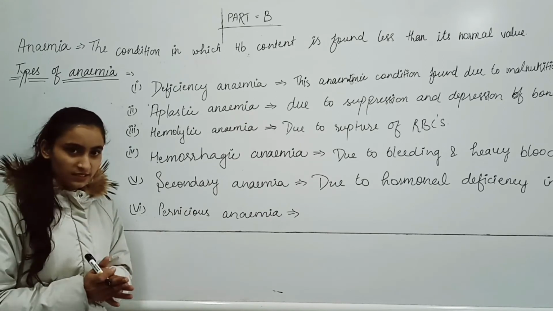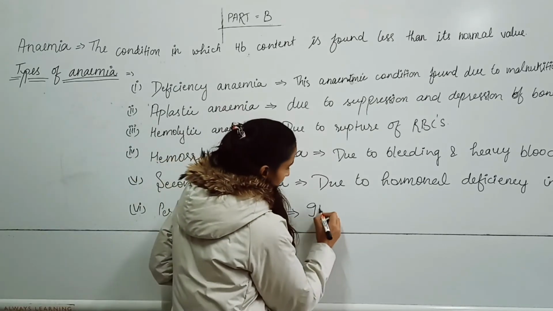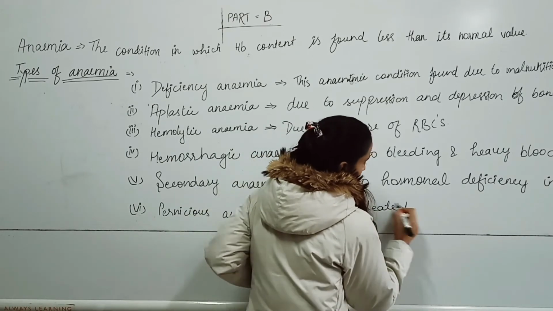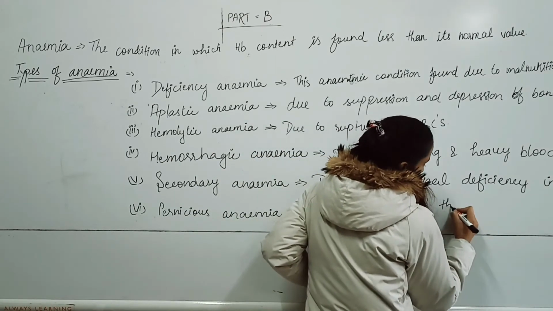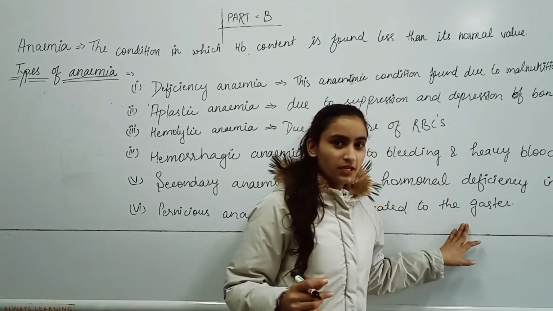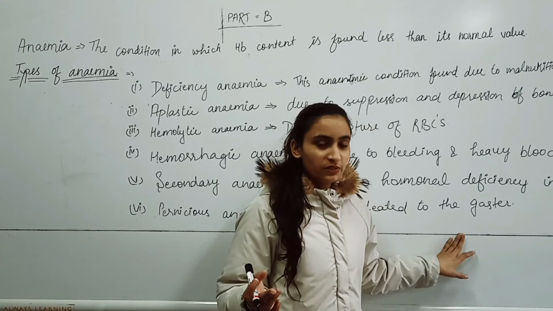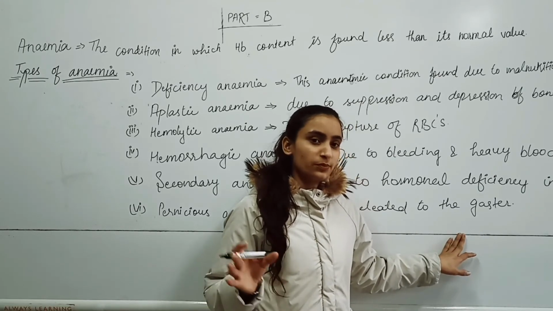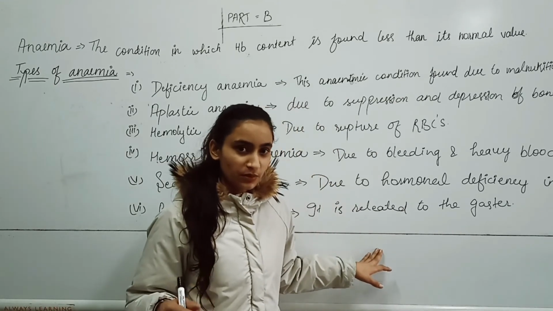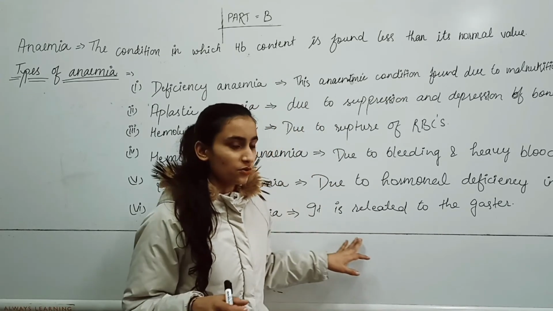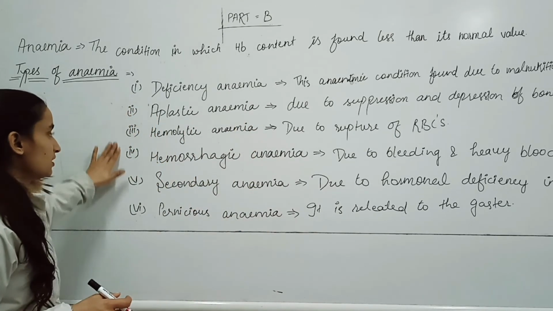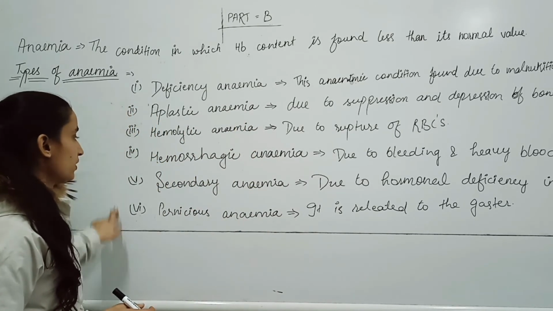Next one is the pernicious anemia. It is related to the gastrin. Gastrin is an organ that helps in the absorption of vitamin B12. But if gastrin is not working properly, it is not able to absorb vitamin B12, and then it can cause pernicious anemia. These are all the terms related to anemia, the 6 types of anemia.